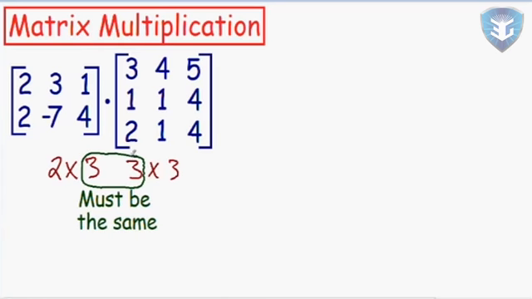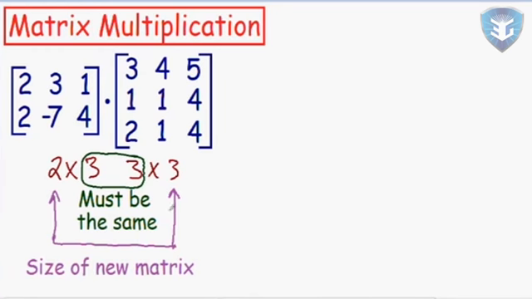So after you make sure that your inside numbers are the same, then you can take a look at your outside numbers, and I'll draw some arrows to point to the outside numbers. And the outside numbers will always give you the size of the new matrix after you're done multiplying. So since the outside numbers are a 2 and a 3, we know the size of the new matrix after we're done multiplying is going to be a 2 by 3 matrix. So let's just get started right away with this example.